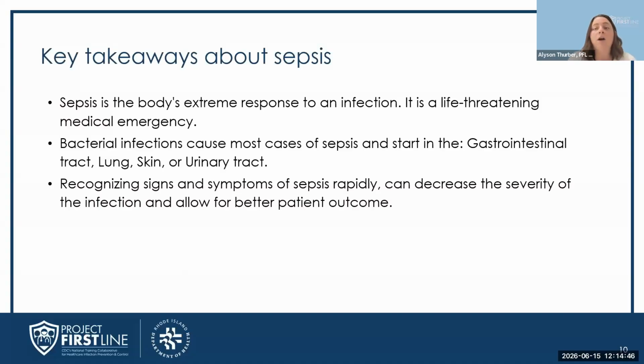At the end of the day, these were our key takeaways from our Sepsis 1 webinar, again, a few weeks ago. That includes sepsis being the body's extreme response to an infection. It is a life-threatening emergency. Bacterial infections cause most cases of sepsis and start in the GI tract, lungs, skin, and urinary tract. And recognizing signs and symptoms of sepsis rapidly can decrease the severity of infection and allow for better patient outcomes.